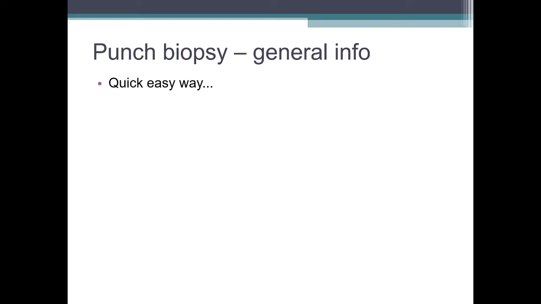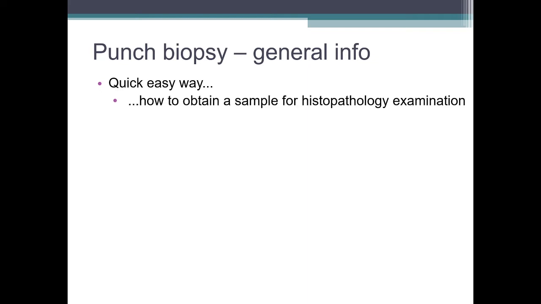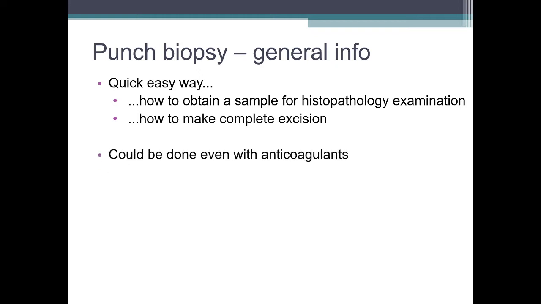In general, punch biopsy is a very quick and easy way to get a sample for histopathology, or in some cases to make a complete excision. What's very fine is that it could be done even when the patient uses some anticoagulating therapies. And up to 1 centimeter you needn't do a suture.